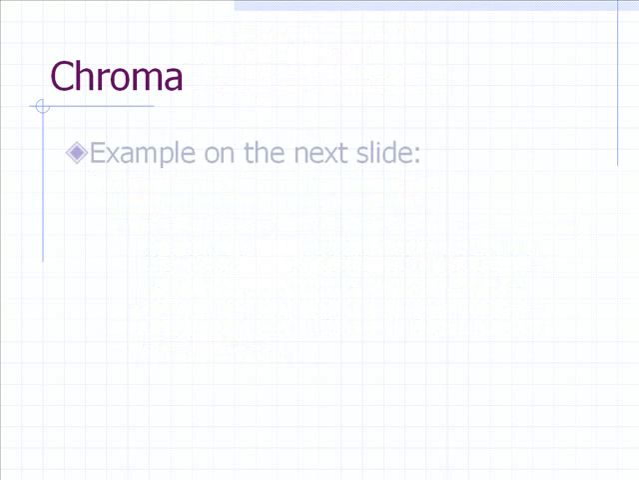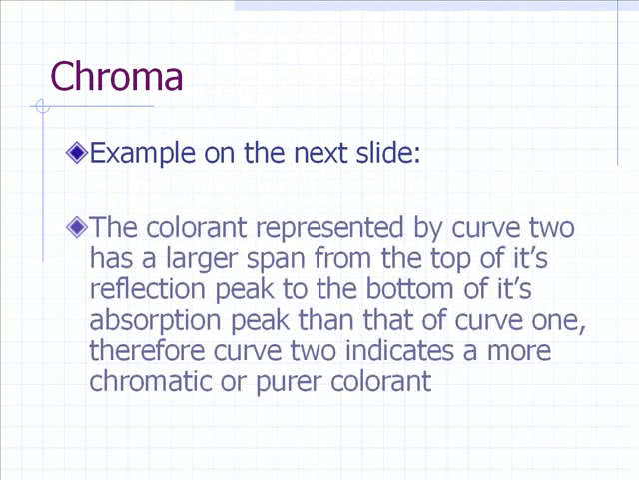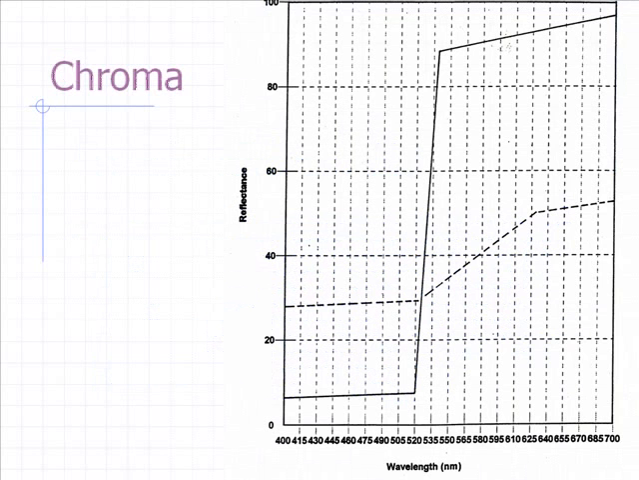Curve 2 has a big difference between the lowest and the highest point, a bigger difference than curve 1. It represents a more chromatic color because of the difference between the top and the bottom. And again, you can tell that by looking at the samples, but you can also tell it by looking at the curves and not even seeing the sample. These curves can help you get a lot of information about your colors without even having to look at them visually.